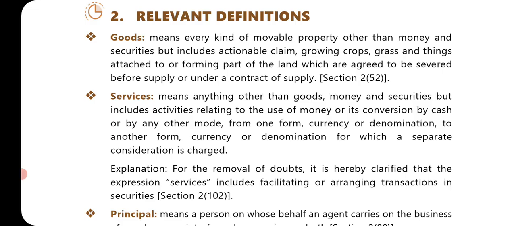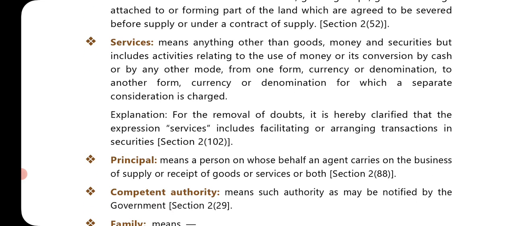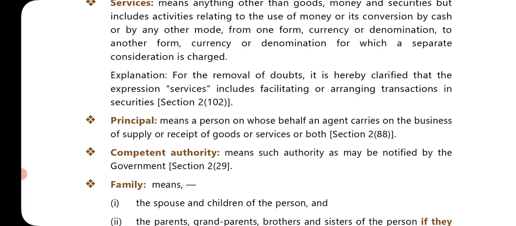So first was goods, every kind of movable property other than money and securities, but includes actionable claims, growing crops, grass and things attached to or forming part of the land, which are agreed to be severed before supply or under a contract of supply. Next, principal means a person on whose behalf an agent carries on the business of supply or receipt of goods or services or both. Section 2, subsection 88. Competent authority means an authority as may be notified by the government.